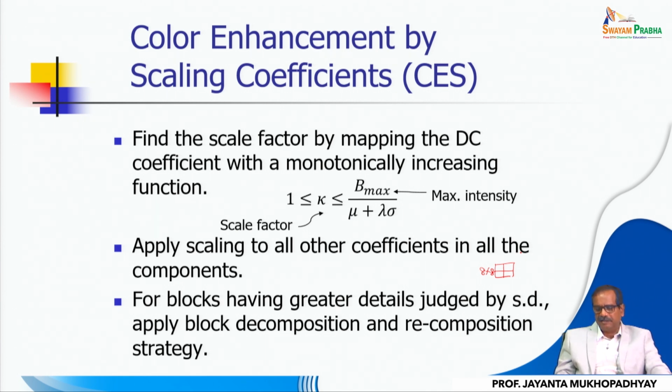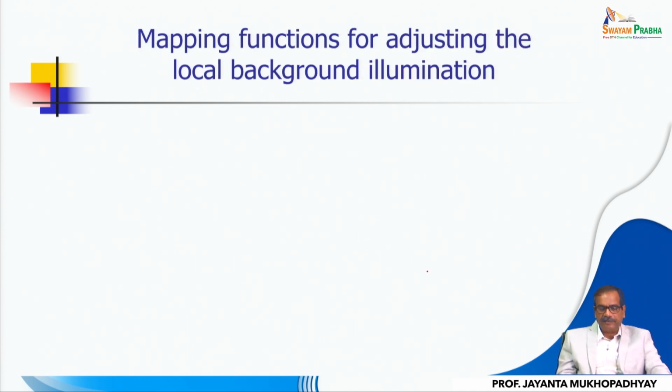So in this case, what we do is, if the details of a block, that means its standard deviation, is quite high, we decompose it into 4x4 blocks and apply it there, and then you merge them into an 8x8 block. It requires a bit more computation, but since you are doing it adaptively, you are also saving many computations, and your effect is quite good.